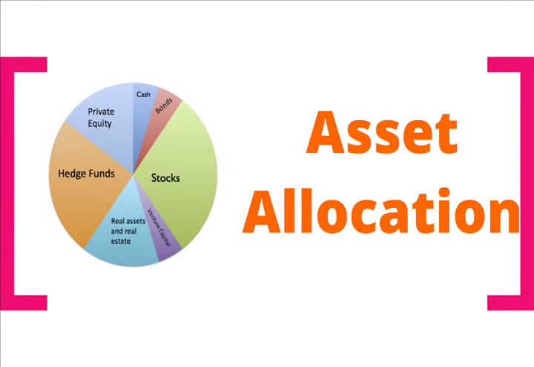Another important aspect of deciding which unit trust to invest in is the asset allocation. Asset allocation is the distribution of investments within the fund between the different asset classes, such as cash, equity and bonds.